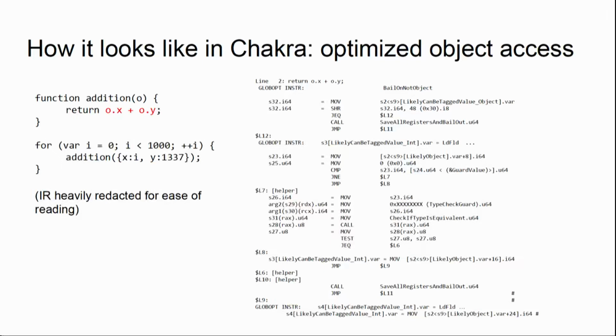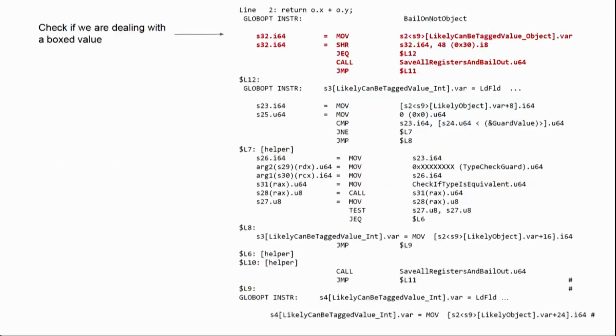So once again, I have this function, and I only call it with one type of object, the scalar object, sorry, with x and y properties. So the profiler will only see that one type, and the JIT compiler will optimize the function for that particular type. So now let's see how it looks.